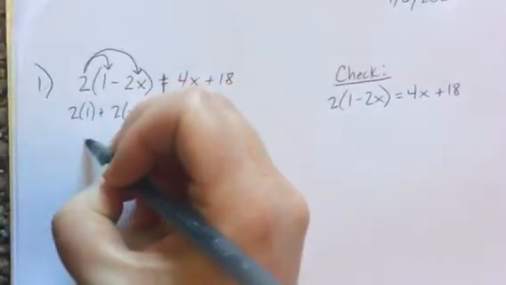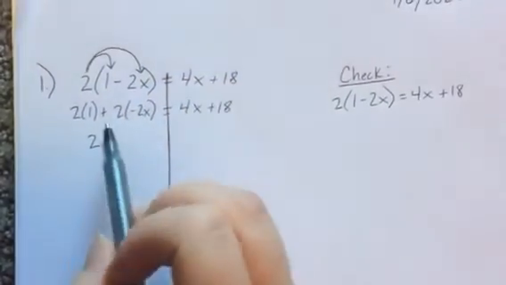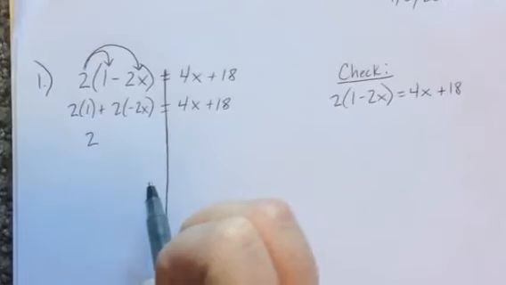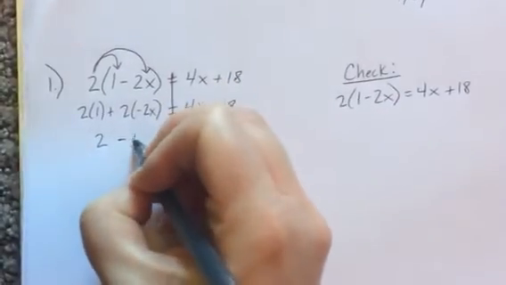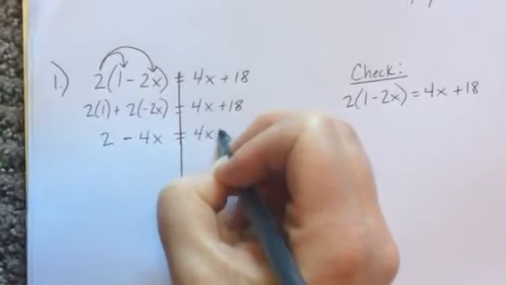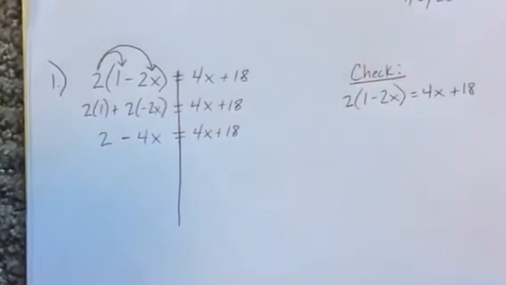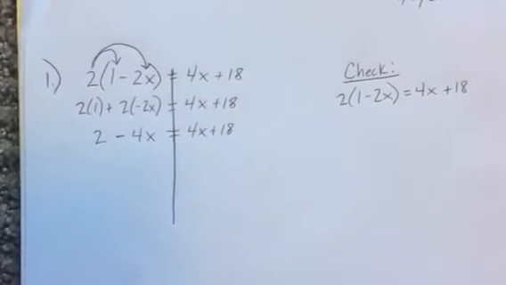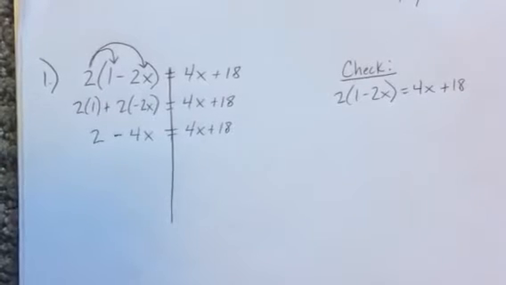So 2 times 1 is 2. And then we have positive 2 times negative 2x. So that's going to be negative 4x. And then bring down my other side. So this is an equation that is like the ones that we were looking at last week. Both sides are completely simplified.